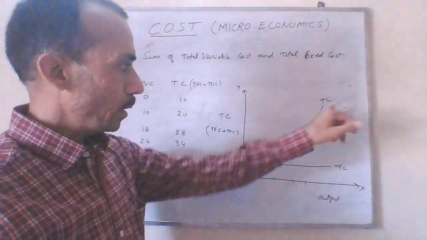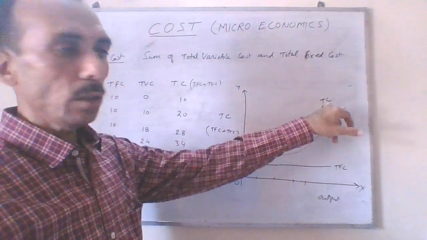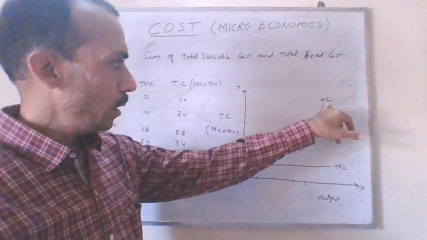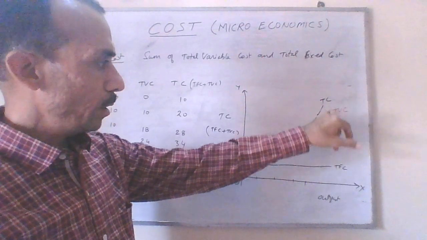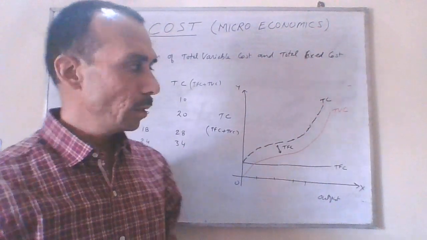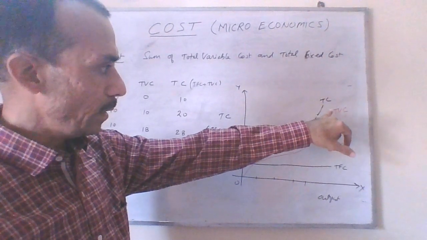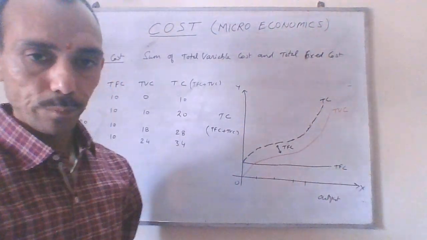One thing to remember: the total variable cost never turns into the TC in the short run, because in the short run the TFC always exists, and the difference of TC and TVC is equal to TFC.